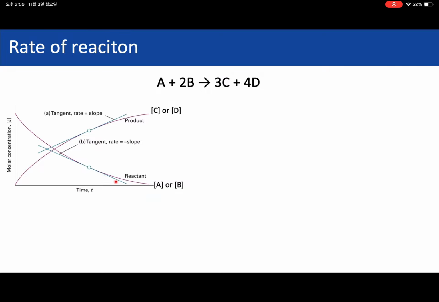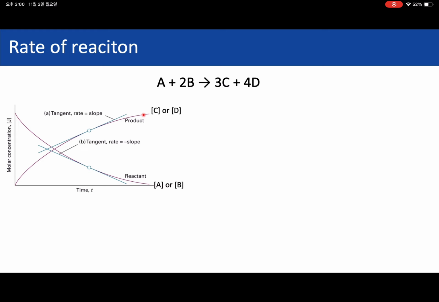Then we will have such a graph. This is the concentration of reactant with respect to time, and this is the concentration of product with respect to time. It's quite straightforward that the reactant will keep decreasing because as the reaction goes on, the amount of reactant will decrease, and that reactant will make a product, so the concentration of product will keep increasing with respect to time.